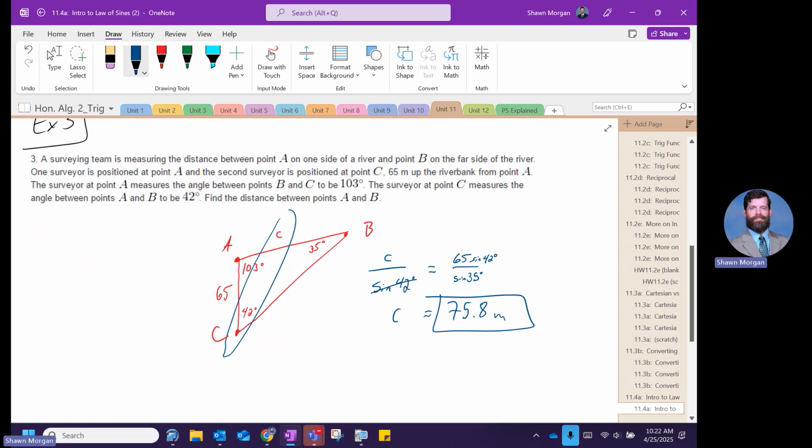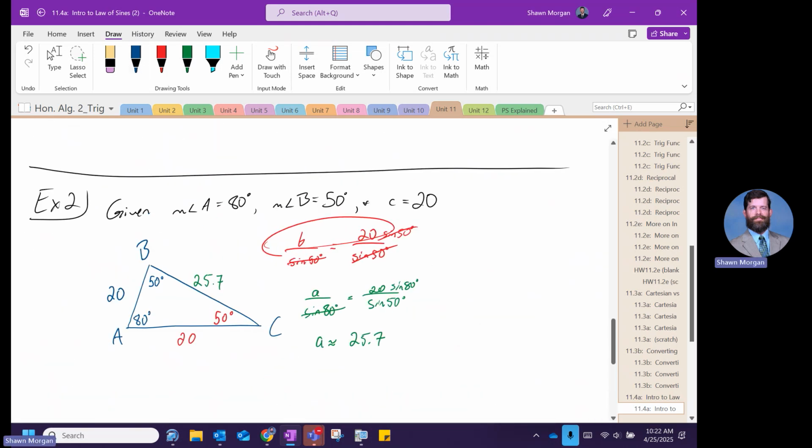You will have 10 of these problems on Delta Math over the weekend.